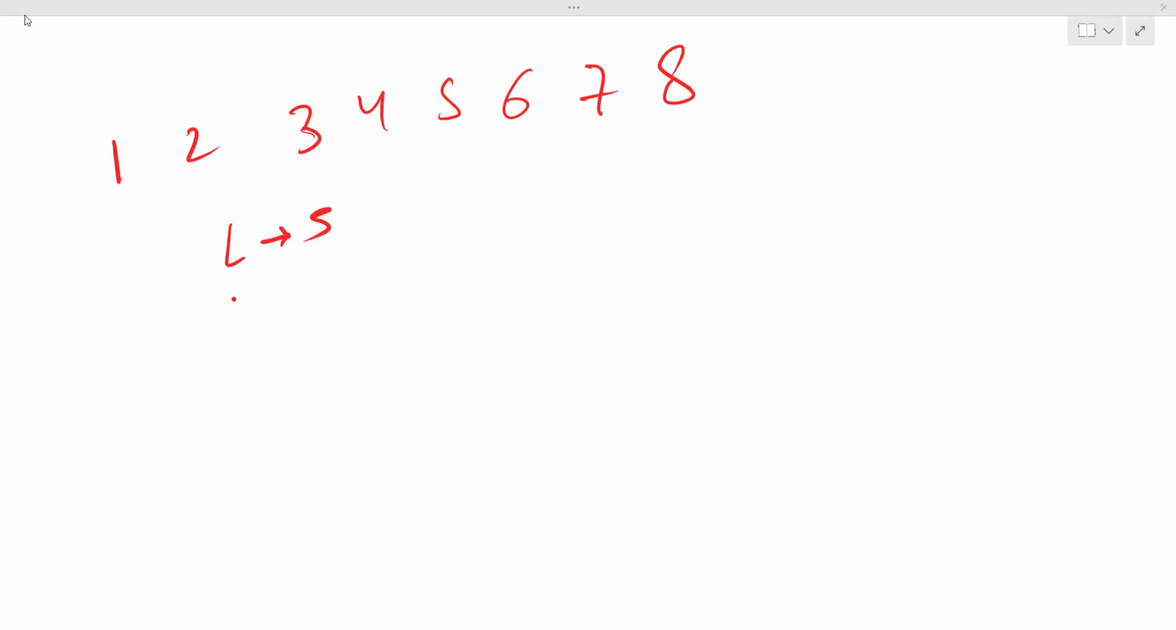So in my first example input, I have a permutation of size 3. So I have a permutation 1, 2, 3, and then I have Q queries. So for the first query, I'm given my L as 1 and R as 3. So this means I have to find the number of good integers between this range.